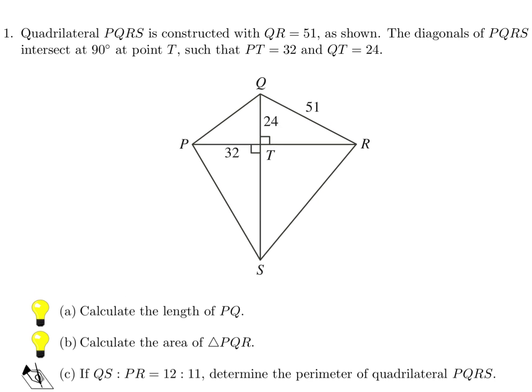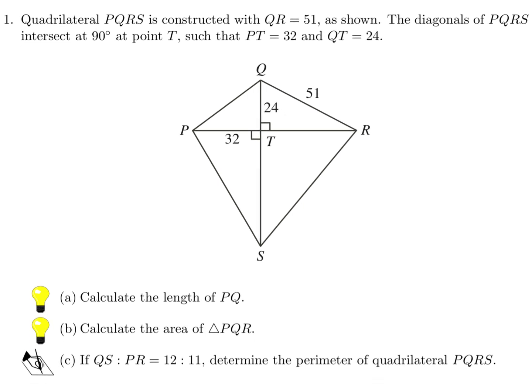So PQ, of course, is going to be done with Pythagoras, and I think Pythagoras is the common theme in this question. So PQ squared is 32 squared plus 24 squared. And when you calculate PQ, this turns out to be 40.